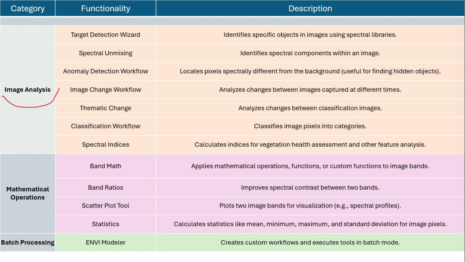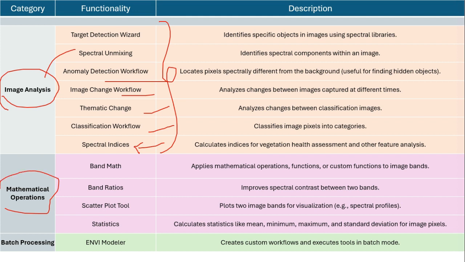We can also do image analysis like target detection wizard, spectral unmixing, anomaly detection workflow, image change workflow, thematic change, classification workflow, spectral indices. We can do these kinds of analysis within the ENVI software. There are also mathematical operations like band math, band ratio, scatter plot tools, statistics, and for batch processing we have ENVI Modeler. So we can create custom workflows and execute tools in batch mode.